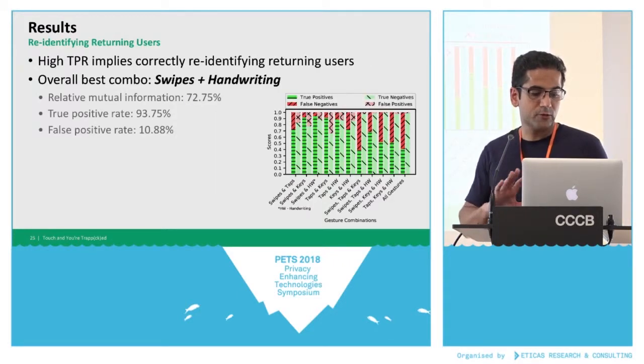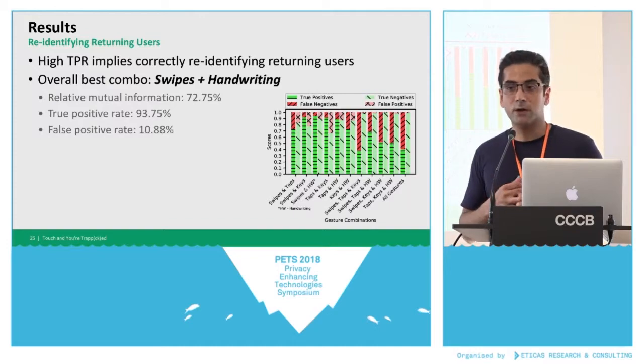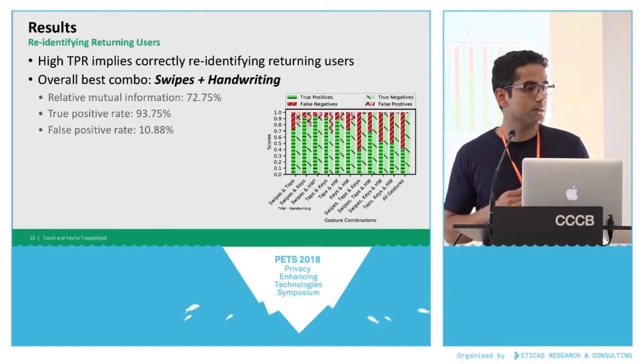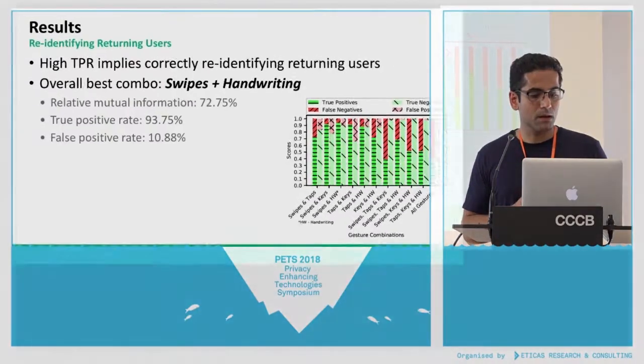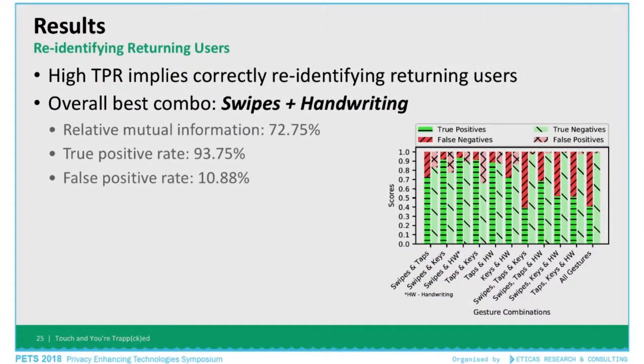So as I mentioned before, the previous results are more around uniqueness. So we also wanted to find out if we could re-identify users. So we did this experiment, and we found that the combination of swipes plus handwriting is the best combination in terms of both the uniqueness of information and also the true positive rate, which relates to correctly identifying returning users, and it also has the least false positive rate.